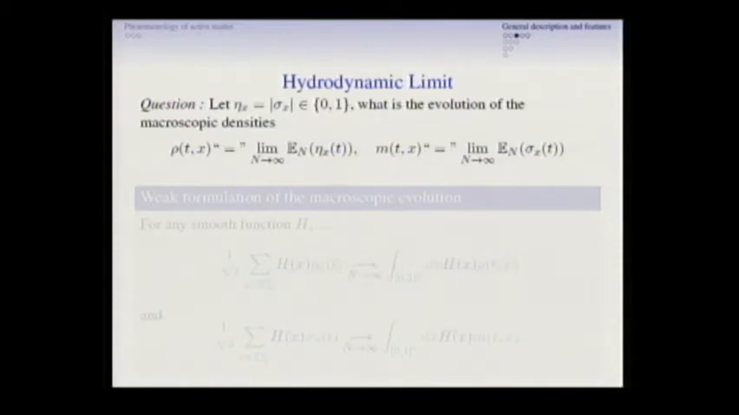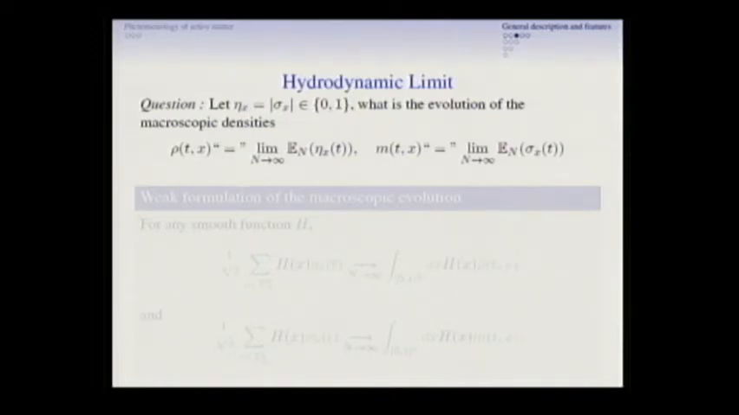And now we want to make sense of the limit, so ρ and m. So ρ is going to be the density, and m is going to be called the magnetization, which is the local strength of the asymmetry, the local flux of particles who want to go to the right with respect to the particles who want to go to the left. So we want to make sense of this limit of the expectation of η_x(t).